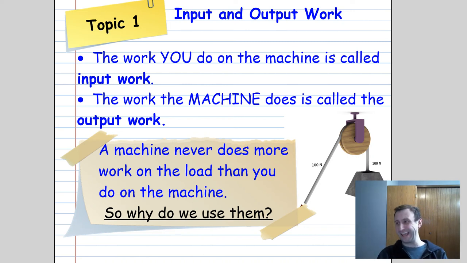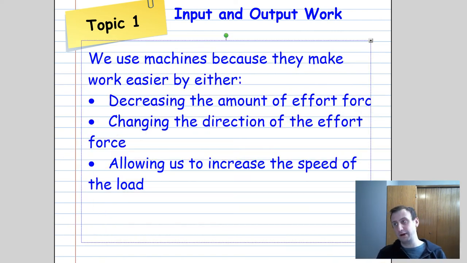A machine cannot do more work as output than you put in as input. Best case scenario, it can do the same, but it can never do more. So why do we use them? Well, either to give us a force or a speed advantage.